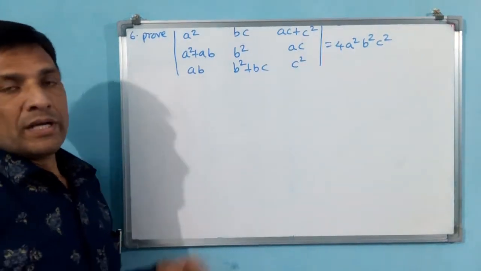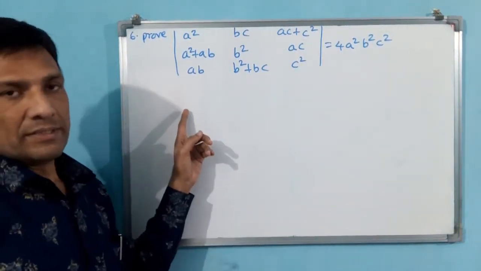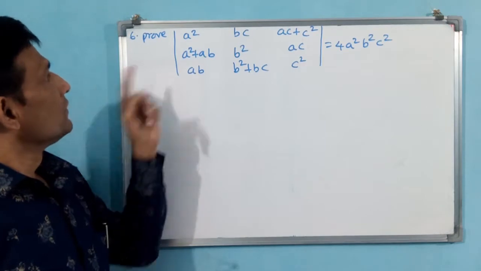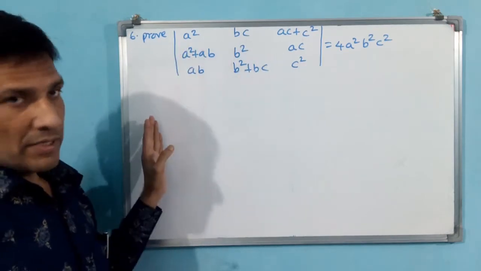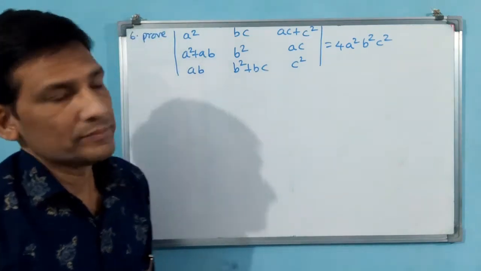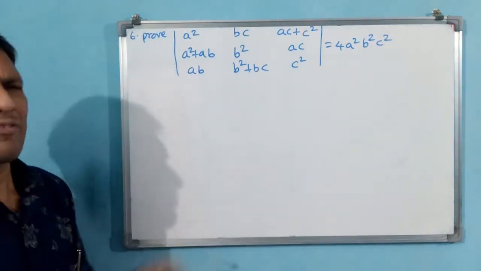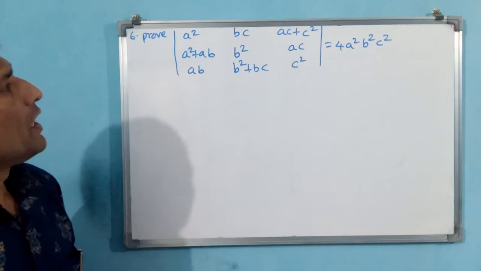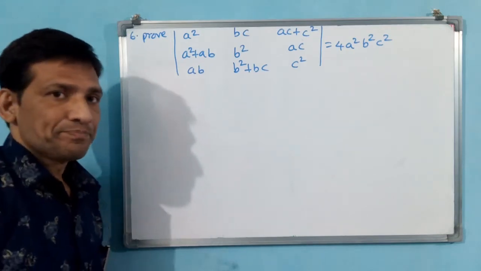Okay, students, let us take question number 6. This is the determinant. You have to show that this determinant equals 4a square b square c square, or prove it, whatever it may be. Observe how to proceed.